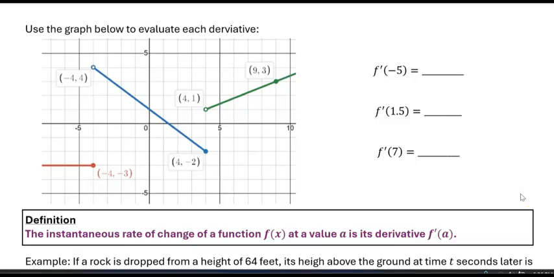Okay, so f prime of -5, you can see that that is a horizontal line. That's a slope of 0 on that line. F prime of 1.5 would be about right here. That's the slope of that second line, and we'll have to count that off.